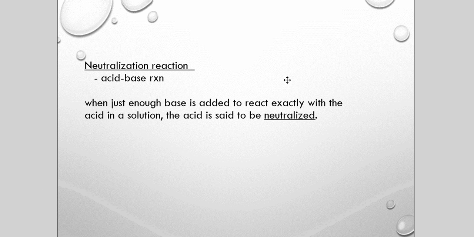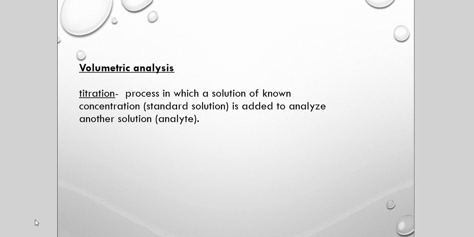A neutralization reaction is an acid-base reaction in which the acid and base react completely with one another without excess. Now, neutralization is not an easy goal to reach, so we use a process called titration, volumetric analysis by titration, to equalize the amount of hydrogen and hydroxide ion in the solution. So we use a standard, a known concentration, and we use that to titrate the analyte, the thing that's unknown.